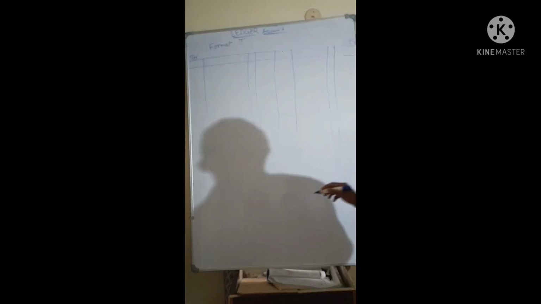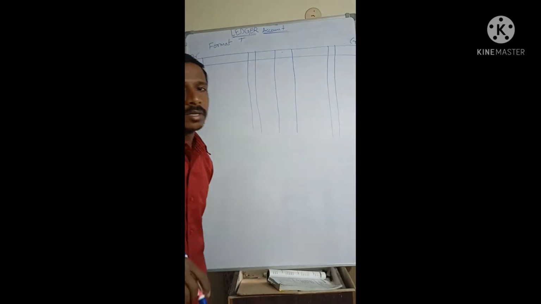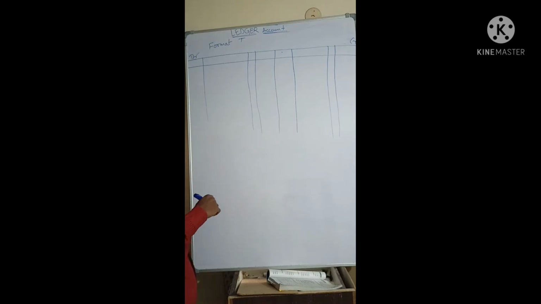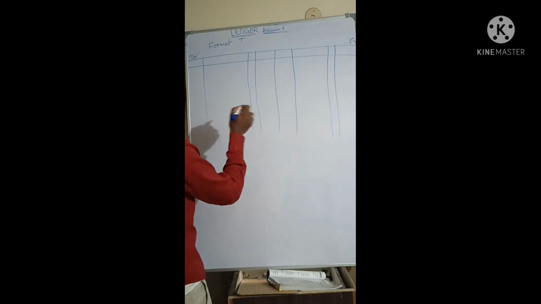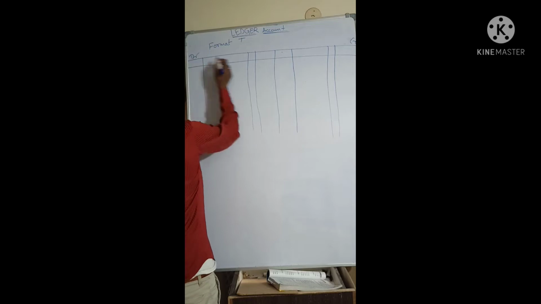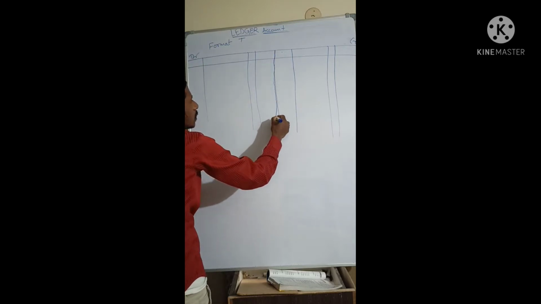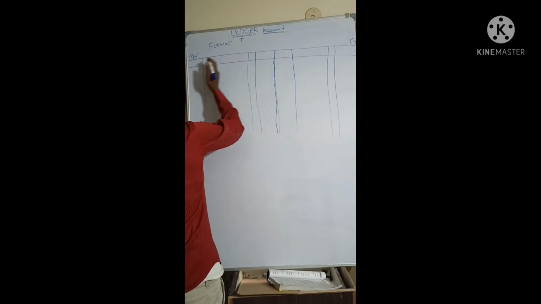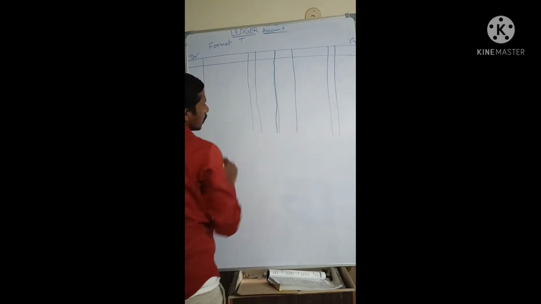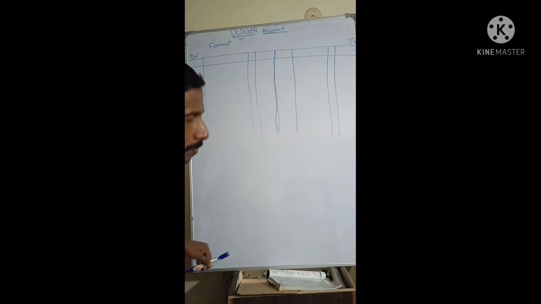We'll see the ledger format, the ledger account format, like a T shape. So from here, this part is debit, this part is credit.